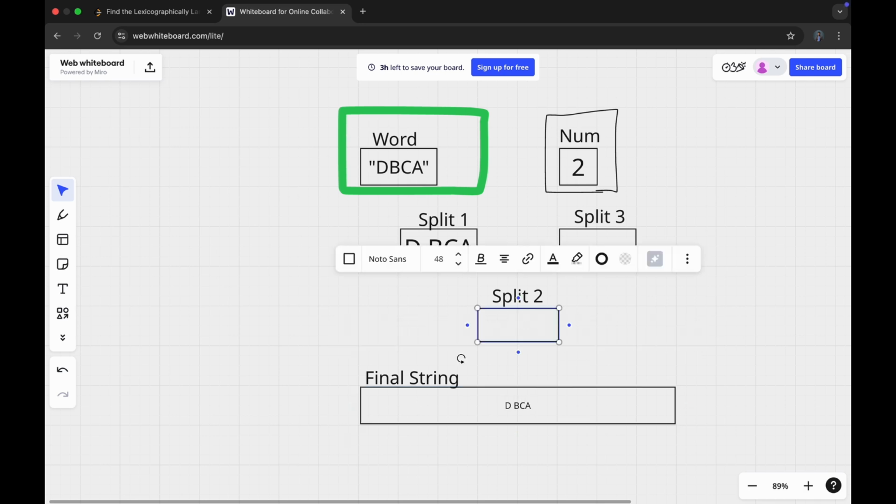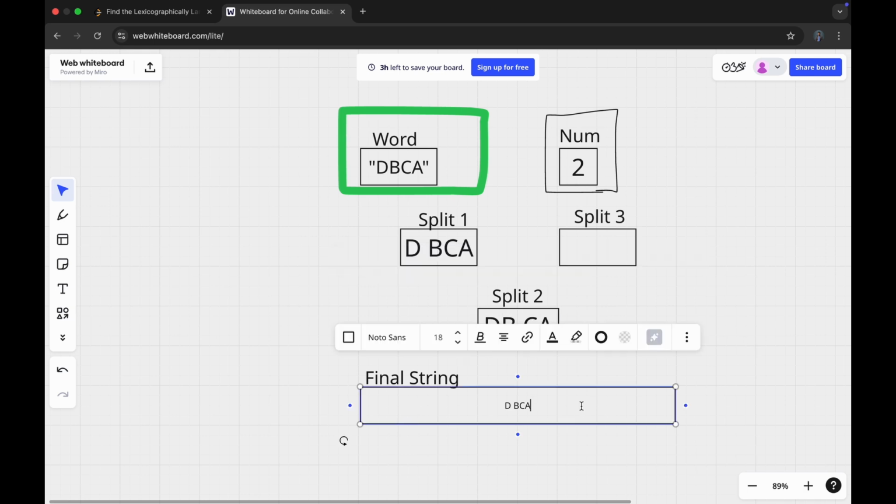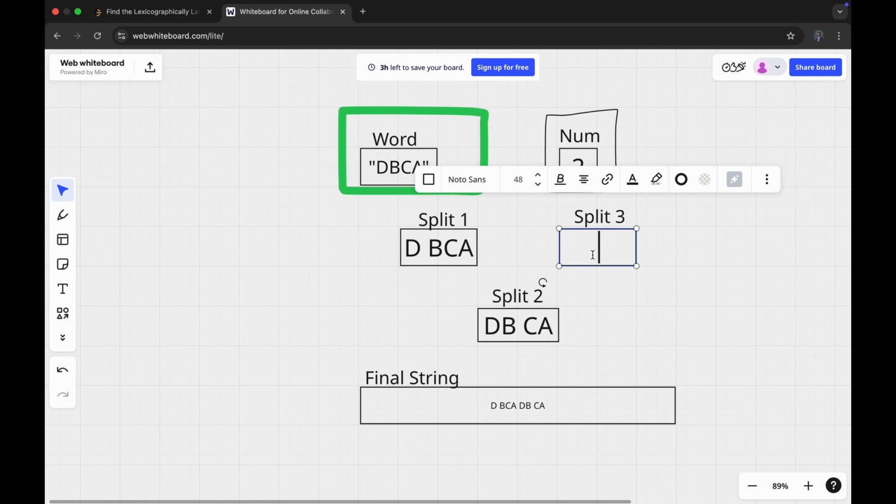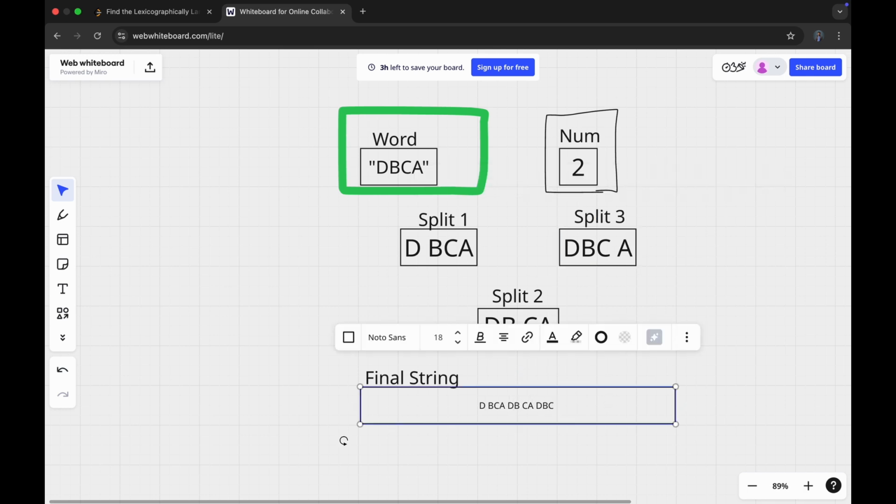Now what is the second possible split? It is db as one substring and ca as the other substring. We put that also in the box, so db and ca. Now what is the third possible way? We can split dbc as one string and a as the other string, so dbc and a.